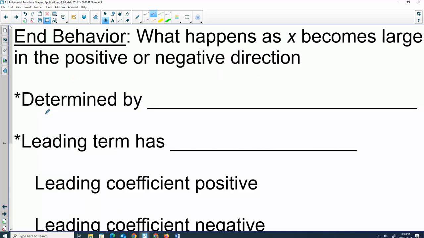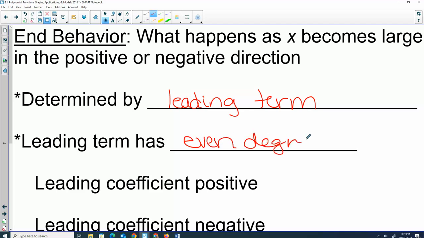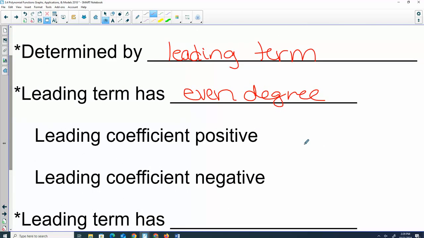So, end behavior is what happens as x becomes large in the positive or negative direction. It is determined solely by the leading term. Okay, so that's the term with the highest power of x. If that leading term has an even degree, then what did we just say it was going to look like? A parabola. Okay, so if the coefficient is positive, it's a regular parabola. What would happen if that coefficient were a negative? If I said negative x squared, it flips it and it becomes an upside down parabola.